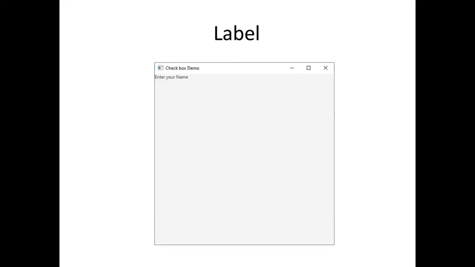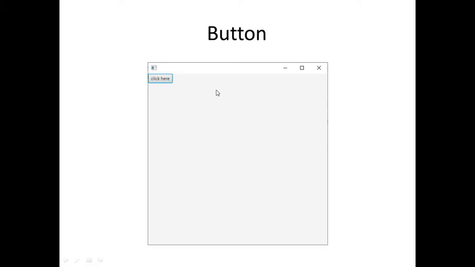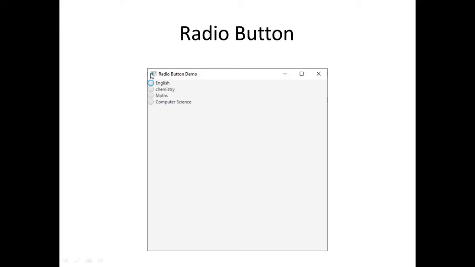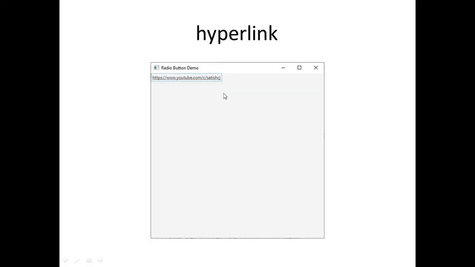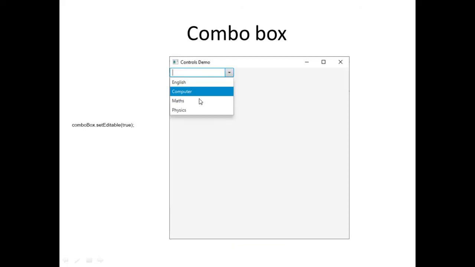So this is a label control. It's a non-editable text field that you're going to have. And button control, how to add a button control, we are going to take a look at. And radio buttons, so here we can select only one of the options. So that is a radio button. And checkbox, we can select multiple options. And hyperlink, combo box, it's a drop down box from where you can select the option.